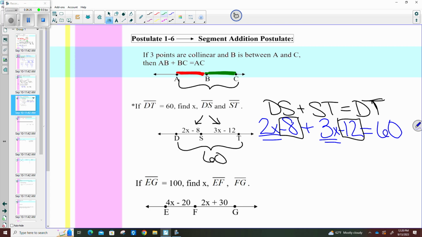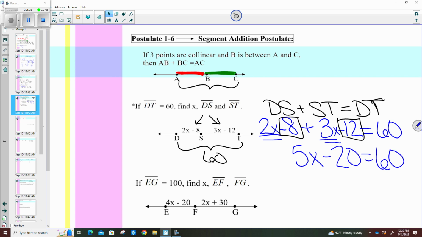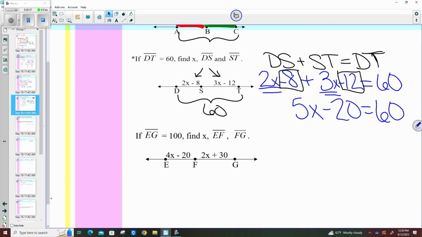Okay, so what do we get when we combine like terms? 5x. Okay, somebody else tell me next step. Adding 20 to both sides, keeping that equation balanced. I now have 5x equals 80. Divide by 5. What's x?